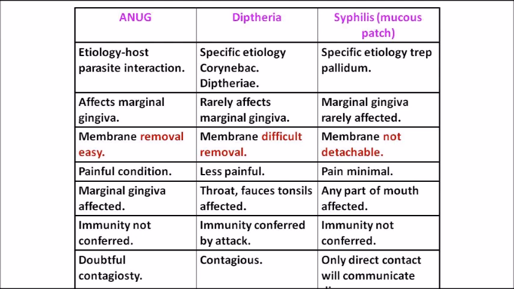In ANAG, the contagiosity is doubtful. We already said the disease is not contagious from one person to another, but diphtheria is very much contagious. Syphilis, only direct contact will communicate the disease. It is not like airborne or fomite-borne. Direct contact may communicate the disease.